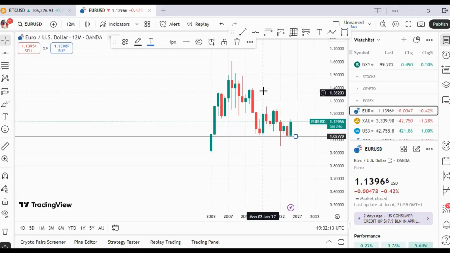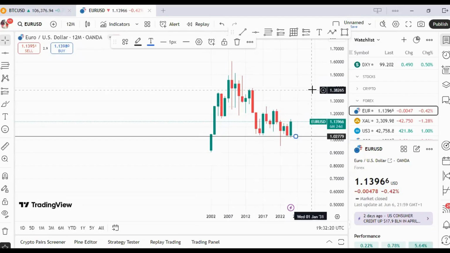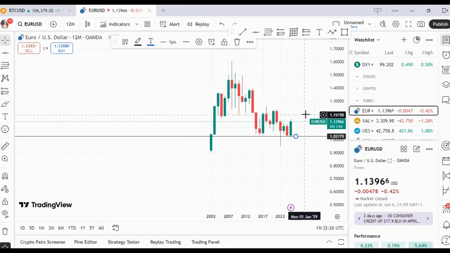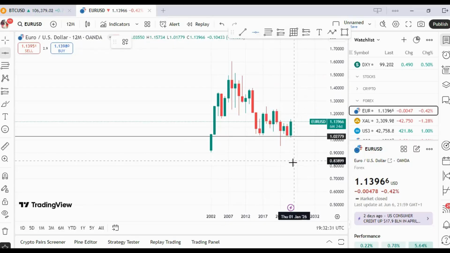Your resistance is your ceiling. That means it's a place where the buyers are trying to buy, but there is a particular price telling buyers, you cannot pass here. You see this place, you are not going to pass it. That place is going to be your roof.